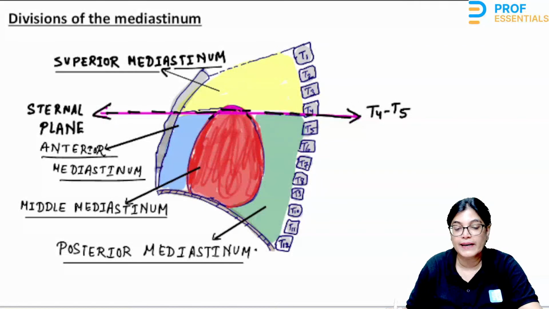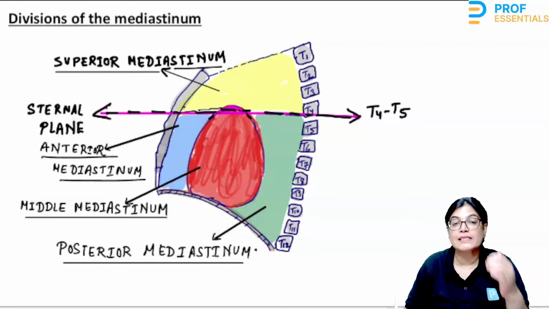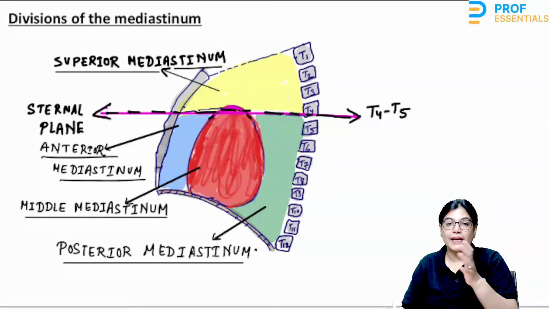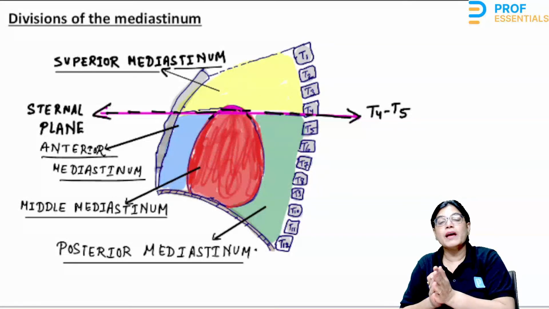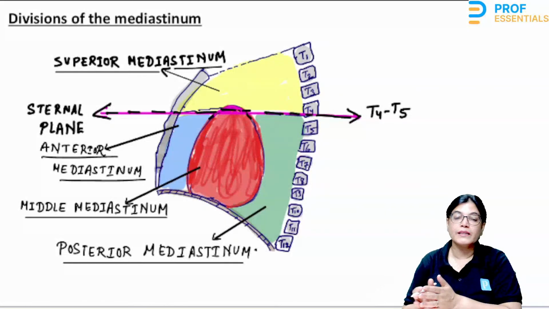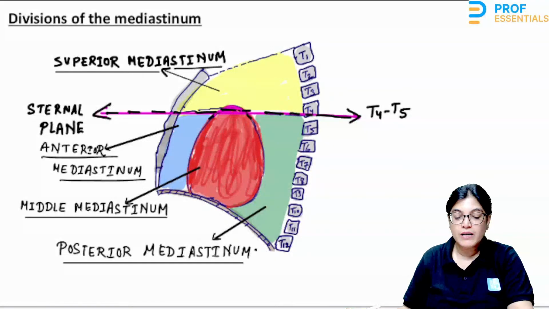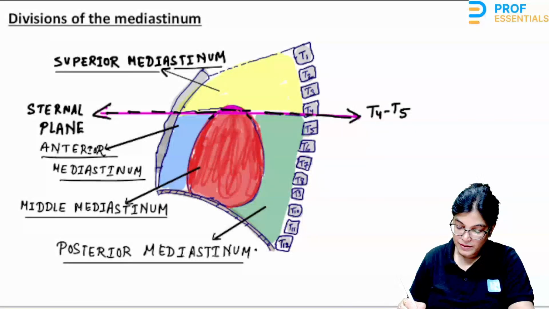The heart and the great vessels reside in the middle mediastinum. The anterior mediastinum is a small area lying just behind the body of sternum and anterior to the pericardium, and the area of the inferior mediastinum lying posterior to the heart and the pericardium and anterior to the thoracic vertebra is called the posterior mediastinum. So this is how we are dividing the entire mediastinum.